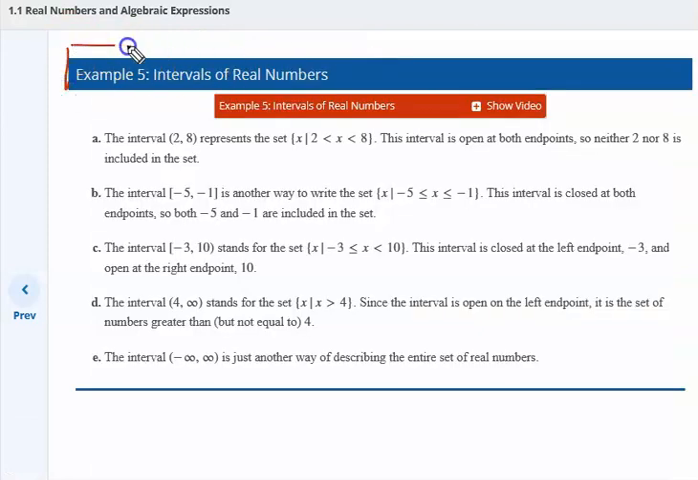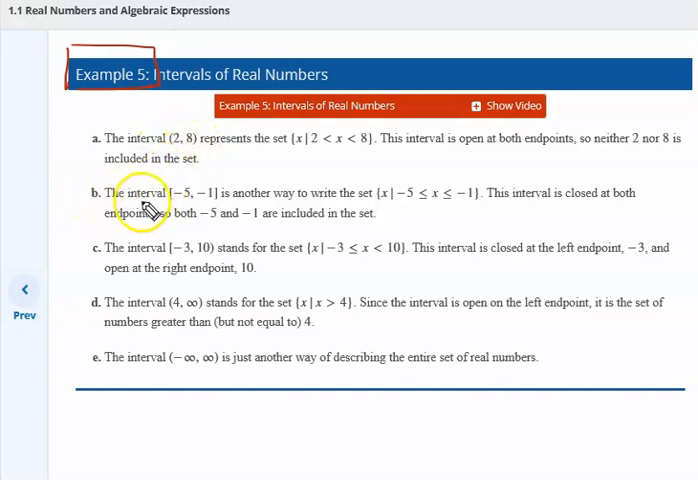So for example 5, the interval, and this would be an open set in interval notation, is represented by this in set builder notation. So x is such that x is greater than 2 and less than 8. Again, the 2 and the 8 would not be included because of the parentheses.